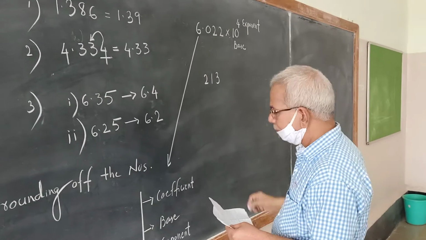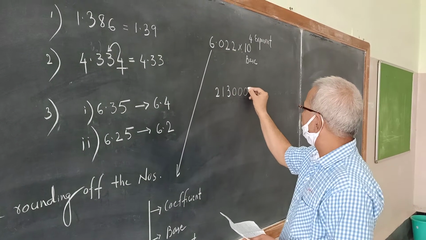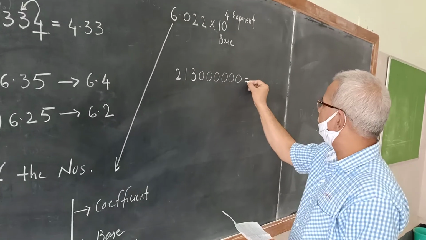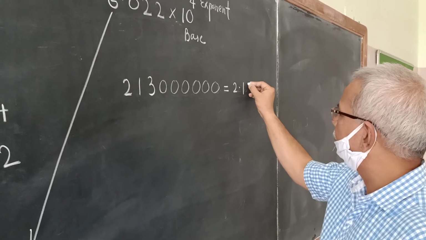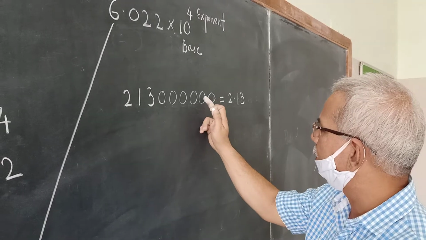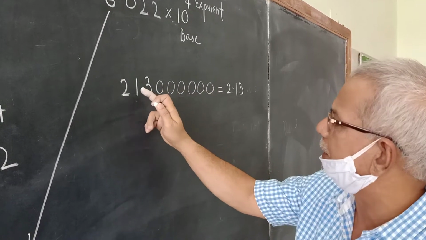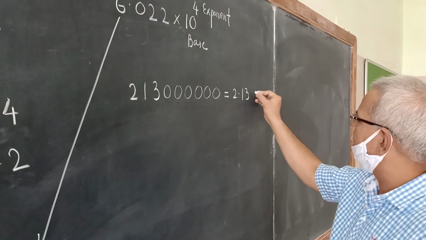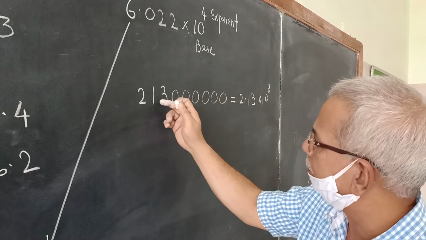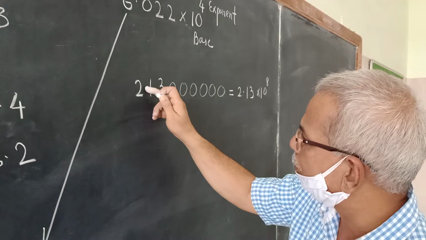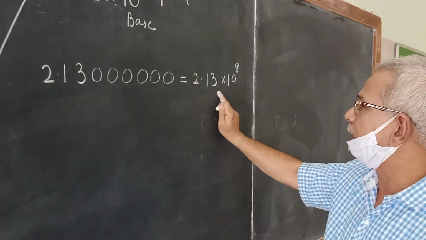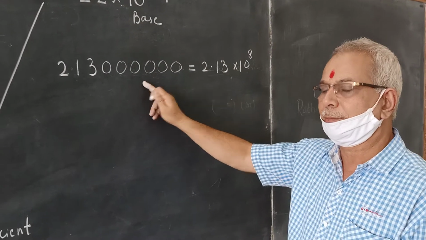213456... How to represent this? It is equal to 2.13. See, I am placing the decimal after 1, 2, 3, 4, 5, 6, 7, 8 digits. So 2.13 into 10 to the power 8. This 8 represents this many digits; I have moved the decimal point this many places. So 2.13 into 10 to the power of 8 is called the scientific notation of this big number.